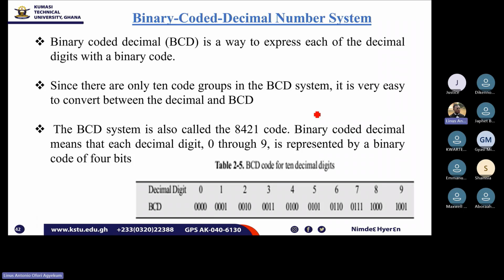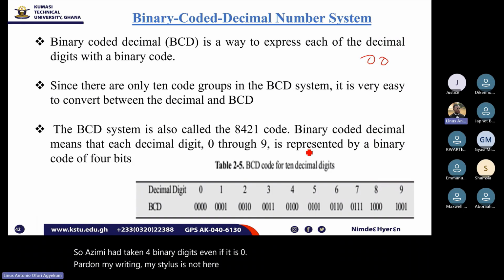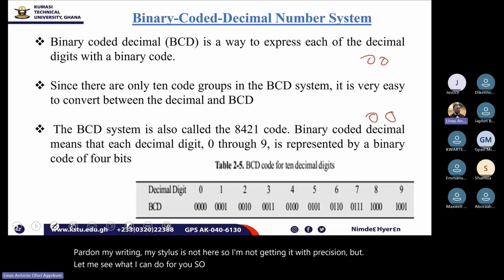Assuming you're taking 4 binary digits, even if it is 0, 0, my stylus is not here, so I'm not getting it with precision, but let me see what I can do for you. So 0, 0, 0, 0.